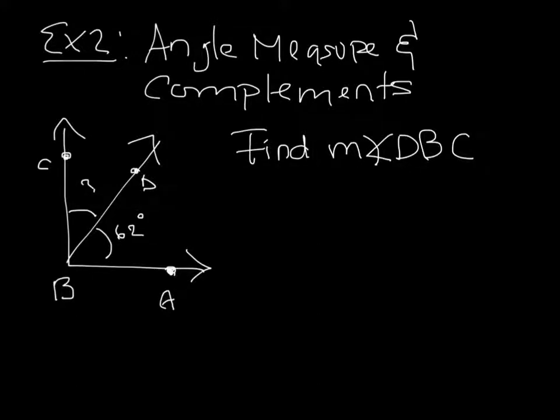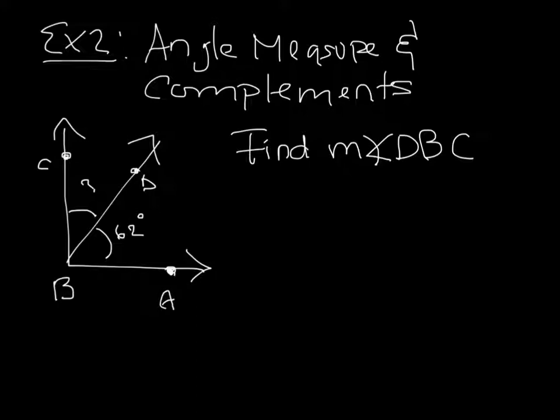Okay, example 2 on page 612. So this is angle measure again and complements. So remember that a complement or complements are angles that add up to 90 degrees. So any two angles that add up to 90 degrees are called complementary angles or complements of each other.